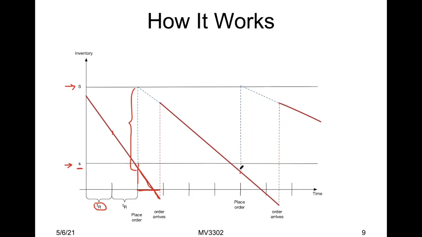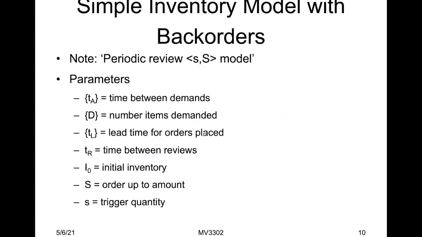And then here's another place where we've hit our reorder point. We order up to here. This is how much we order, so it's a different quantity. The demands continue, and then sometime later our order shows up, and that's how the model works. So let's formulate this as an event graph model.